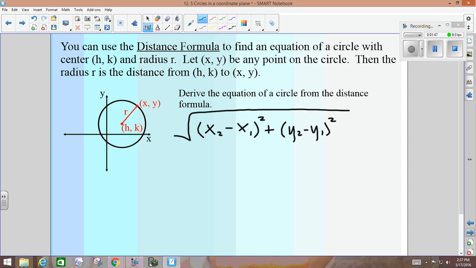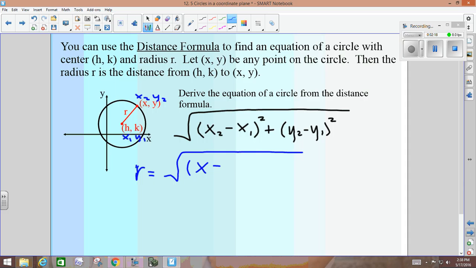I'm going to call my center my x1 and my y1 values. And then I'll call this other point on the circle x2 and y2. And then we're going to substitute them into the distance formula. The distance between those points is going to give us the length of the radius. So I can just start off by saying r equals, because we're going to find the length of the radius there. Which value should I plug in for x2?